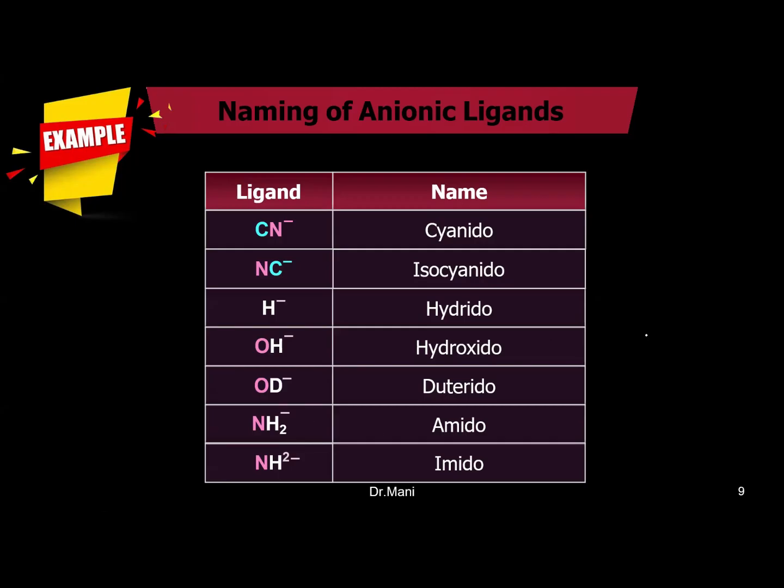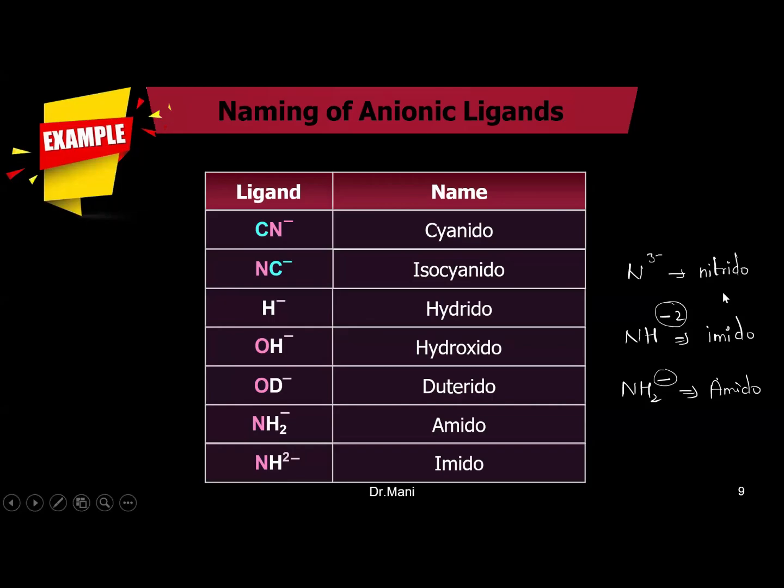Here you should be careful. First, suppose the NH with minus 2 charge. If it is 2 minus, then we call it imido. Don't confuse, they both look the same. If it is NH2 minus, then it is amido. Understood? If it is N3 minus, you call it nitrido. You remove all the hydrogens, it will become nitrido. So NH, NH2, N minus 3.